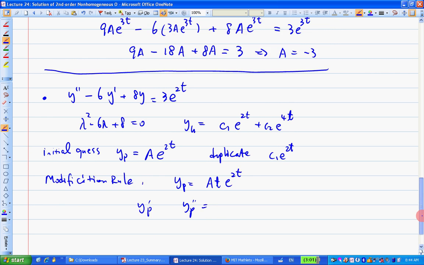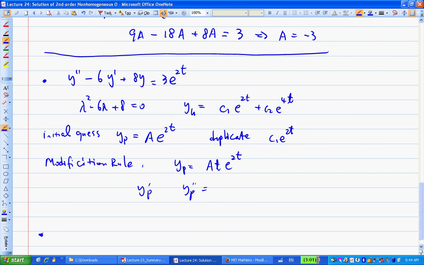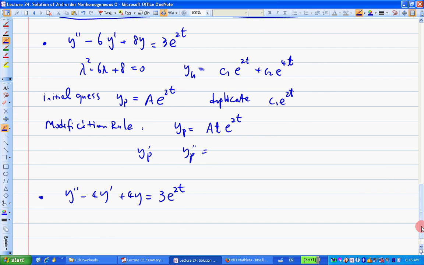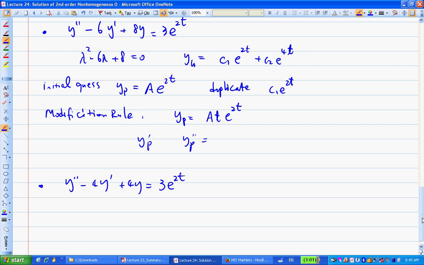So here is one case of duplication. Now I could give you another case here. y double prime minus 4y prime plus 4y equal to 3 e to the power of 3t. So same input as before. It's a slightly different system. Okay, let's take this one here.